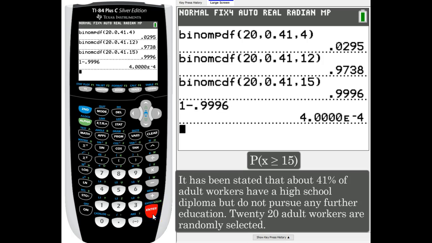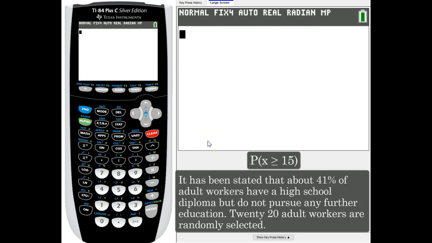0.9996. And that gives us 4 E to the negative 4. In other words, 0.0004. Okay, 1 minus that. Make sure when your answer has this E value, that's scientific notation, you have to move your decimal 4 places. So it's 0.0004.